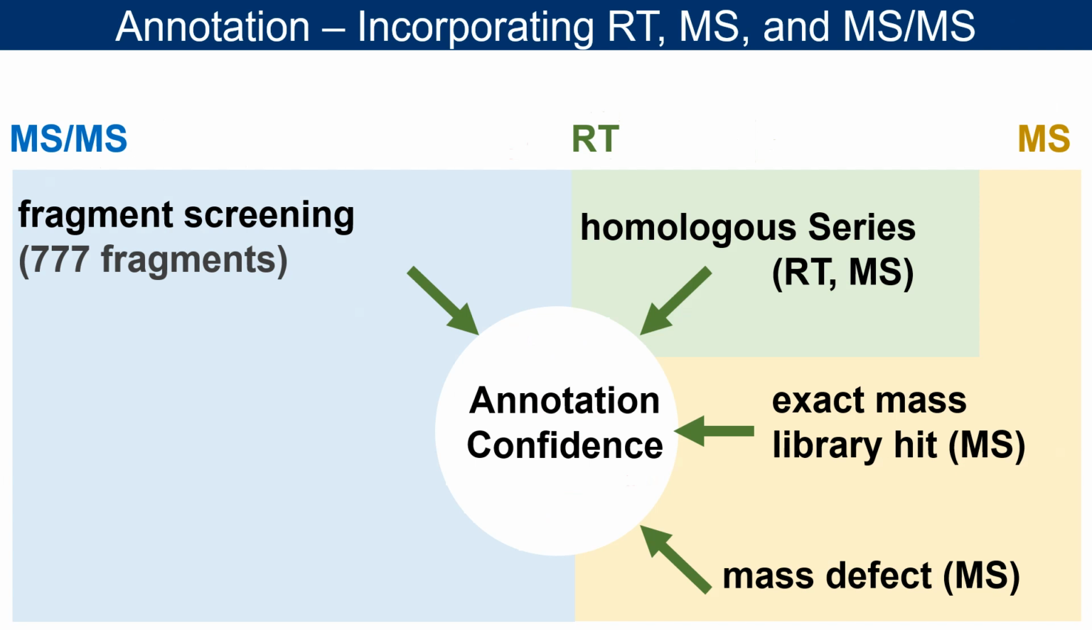It may suggest that it's a PFAS molecule, but even with exact mass, you won't be able to tell whether it's a PFAS molecule unless you have fragmentation. So fragmentation is very important, and we have multiple layers of fragment evidence that we utilize. So for example, we have fragment screening, where we screen across 777 fragments that we observed based on MSMS spectra from standards.